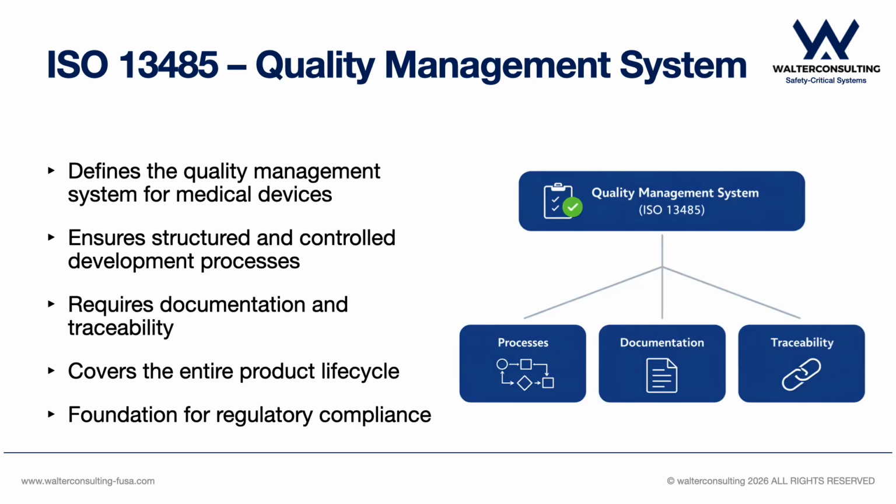Now let's look at ISO 13485. This standard defines the quality management system. But here is the key question. Who ensures that all development activities are actually done correctly? That risk is managed, software is developed properly, and everything is documented? This is exactly what the quality management system does. It defines processes, ensures documentation, and enables traceability. In other words, it does not define what you build. It defines how you build it. And this is critical, because without structured processes, even good engineering can fail.